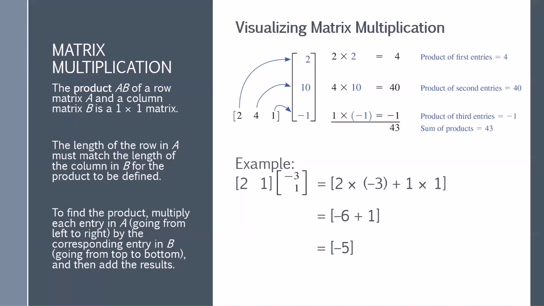So for example, if we're going to multiply the row matrix 2, 4, 1 by the column matrix 2, 10, -1, we multiply 2 times 2 to give us 4, 4 times 10 to give us 40, and 1 times -1 to give us -1, and then we add 4 plus 40 plus -1. In our second example, we're going to multiply 2 times -3, and then multiply 1 by 1, and then add. So 2 times -3 is -6, plus 1 times 1 is 1, and so that sum is -5.